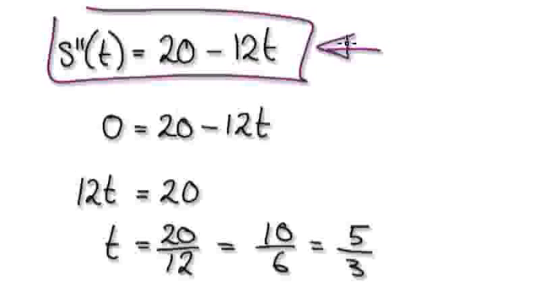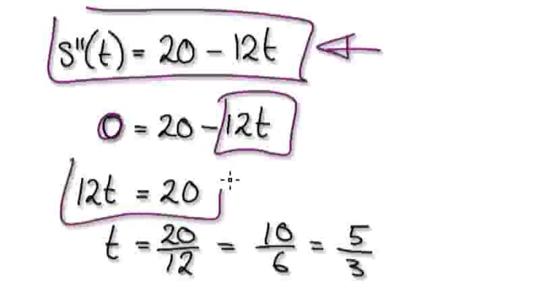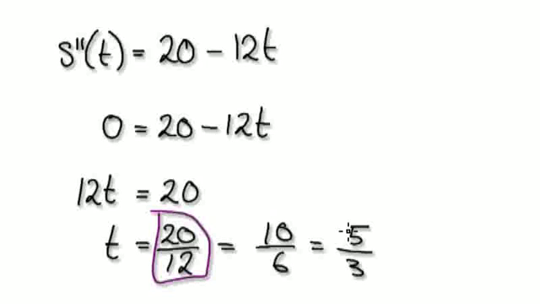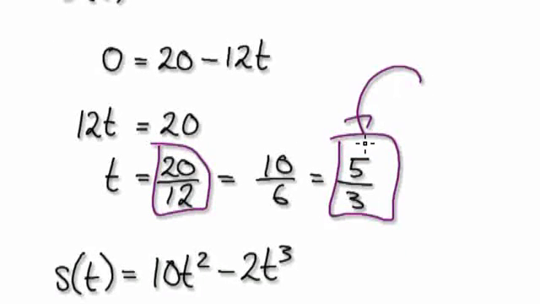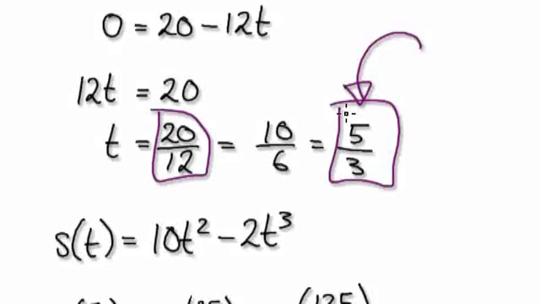So this here represents the acceleration. So now when will the acceleration be 0? So set it to 0, and then add 12t to both sides. That will then give you this, and then divide both sides by 12, and then tidy it up. It will give you this. Okay, so this is the time when the acceleration will be 0.